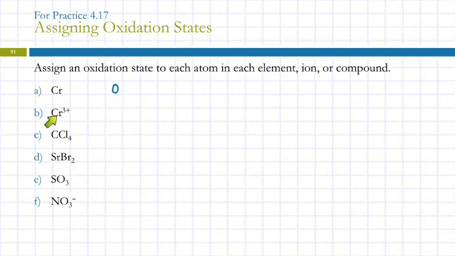Here I have a chromium ion. What's its oxidation state? It's the charge. So here, the oxidation state is the same number as the charge.